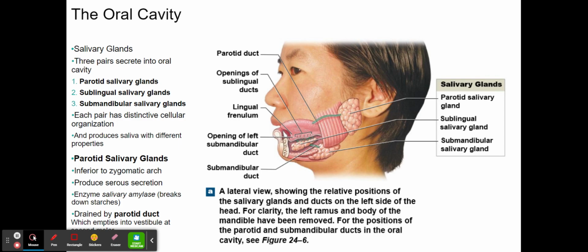The parotid salivary glands produce a serous secretion containing large amounts of salivary amylase. This enzyme breaks down starches, complex carbohydrates. The secretions of each parotid gland are drained by a parotid duct, which empties into the vestibule at the second upper molar.